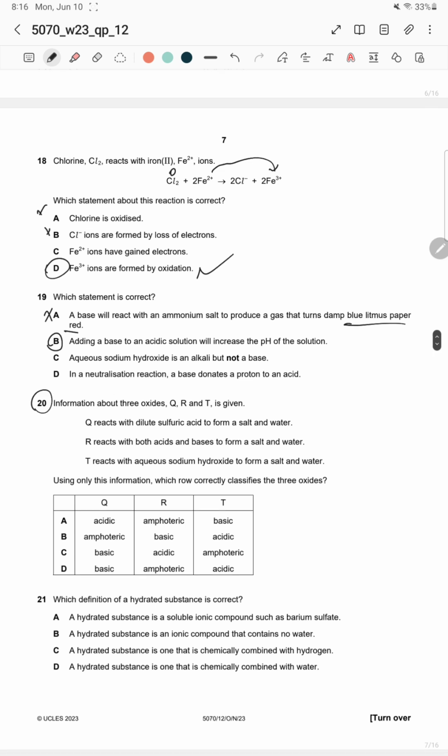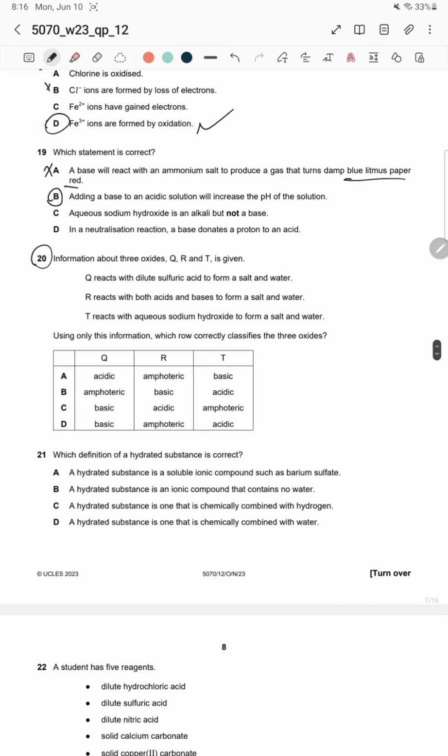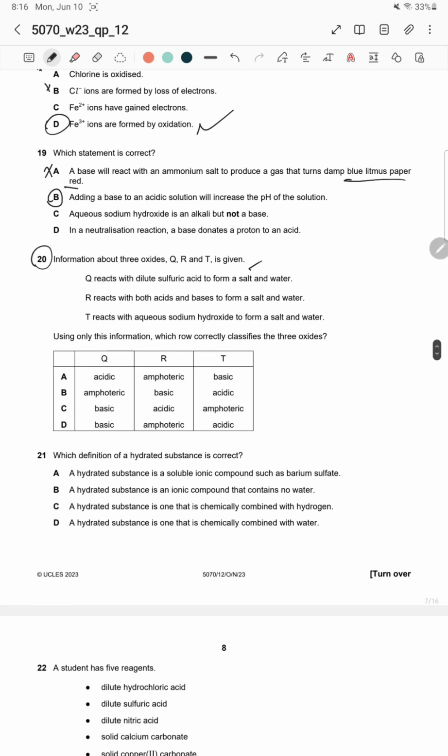Question number 20. Information about three oxides Q, R and T is given. Q reacts with dilute sulfuric acid to form salt and water. R reacts with both acid and bases to form salt. This is amphoteric. T reacts with aqueous sodium hydroxide to form salt and water.